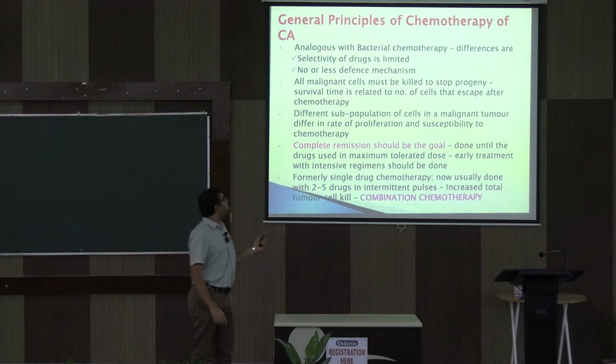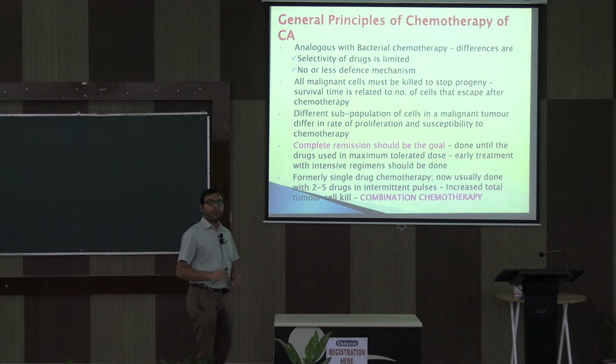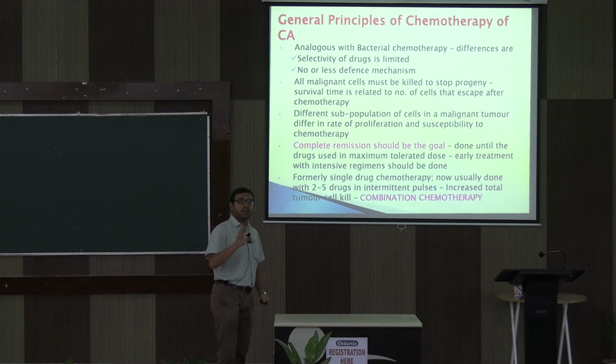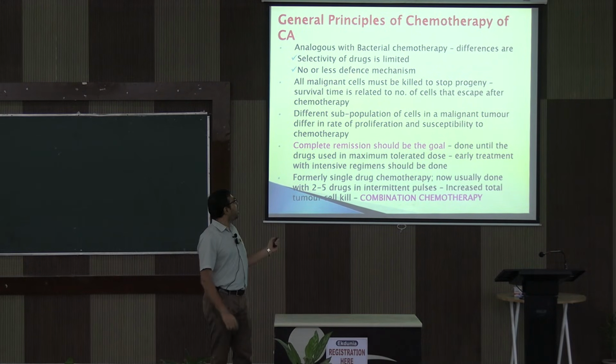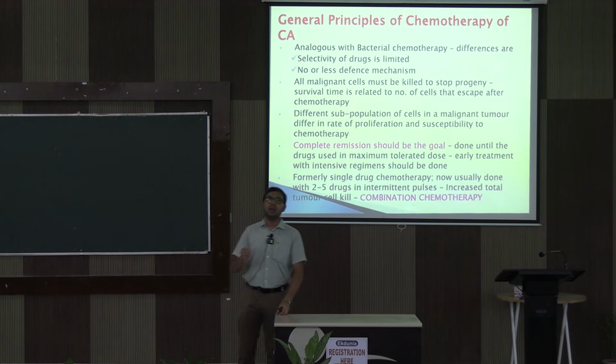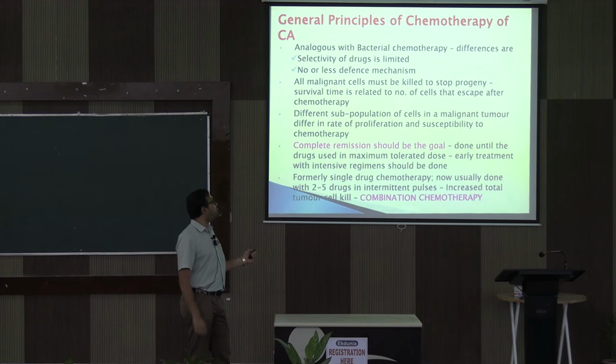Okay. So the general principles of chemotherapy are analogous to bacterial chemotherapy, which I was discussing. The difference is that the selectivity of the drug is limited, with no or less defense mechanism. All malignant cells must be killed to stop the progeny, and this becomes difficult. We cannot kill all the malignant cells like in antimicrobial chemotherapy.